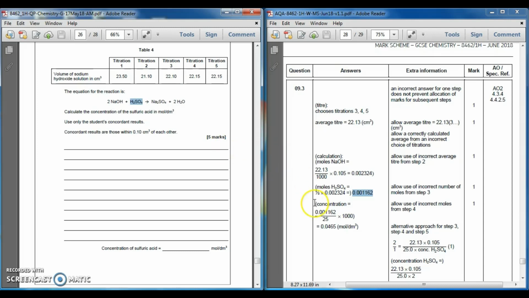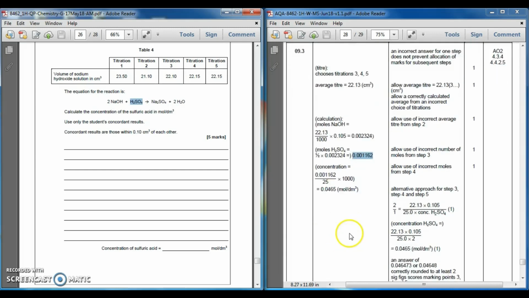Then we can put that number into concentration. So the concentration is the number of moles divided by the volume. It's times by 1,000 there because we want to turn it into decimeters cubed. So that gives us 0.0465 moles per decimeter cubed. Okay.